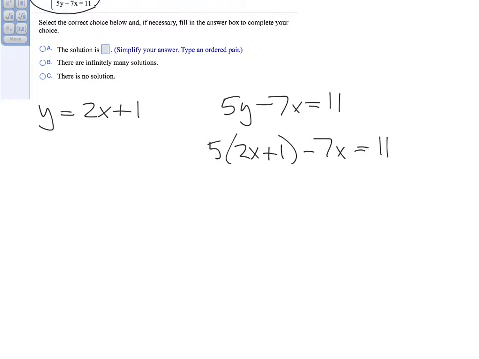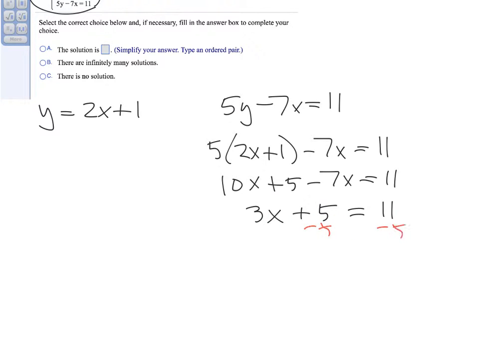And now I'm going to use the distributive property here. So that gives us 10x plus 5 minus 7x equals 11. Combining these like terms gives us 3x plus 5 equals 11. And then we see that we could subtract both sides by 5. And that gives us 3x equals 6. So x equals 2. All right.